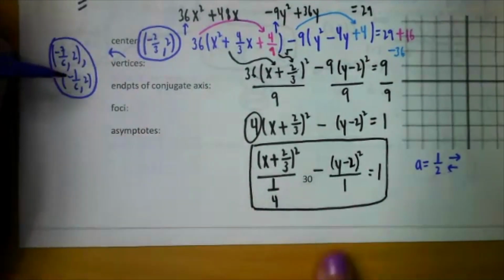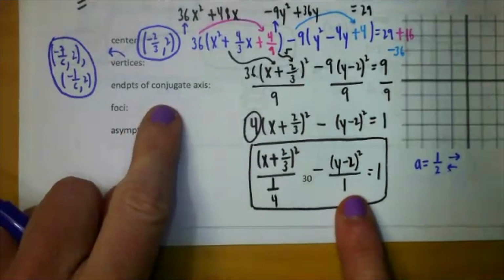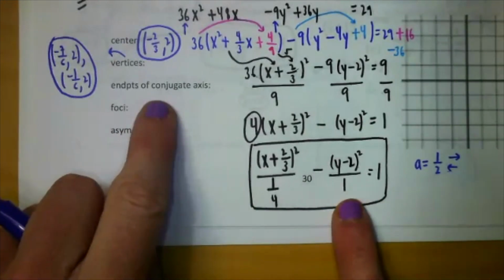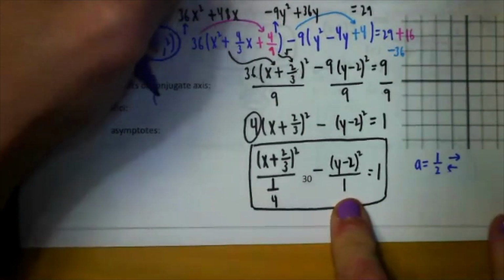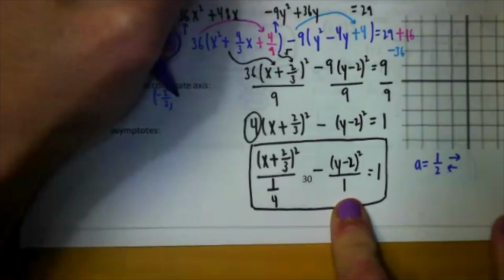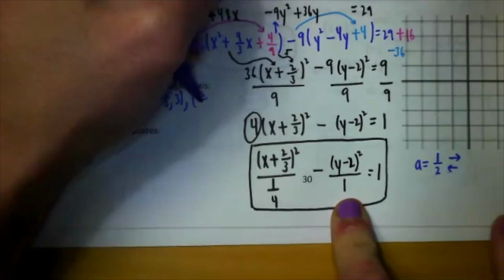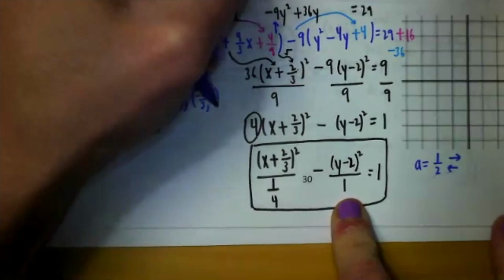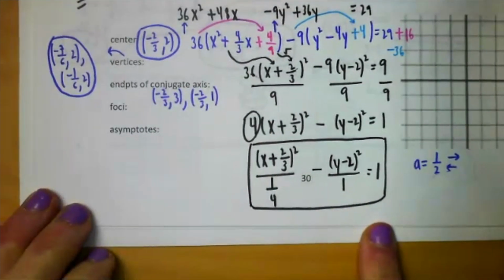Endpoints of conjugate axis, we've got an easier job. We just have to add and subtract 1 to the y. So -2/3, 2 plus 1, so 3, negative 2/3, 2 minus 1, so just the number 1, are the endpoints of the conjugate axis.